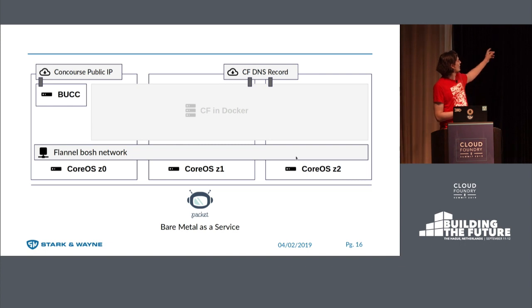And on there, we deploy a containerized BUCC, and then we can deploy a containerized Cloud Foundry in Docker. And that's the theory behind all of this. And now I'm gonna go over the getting started part of the talk. This was all like the context, right?